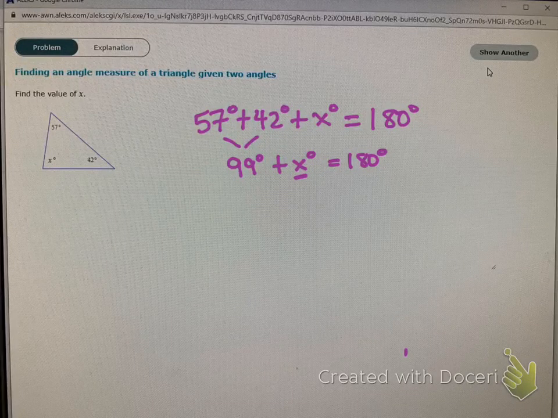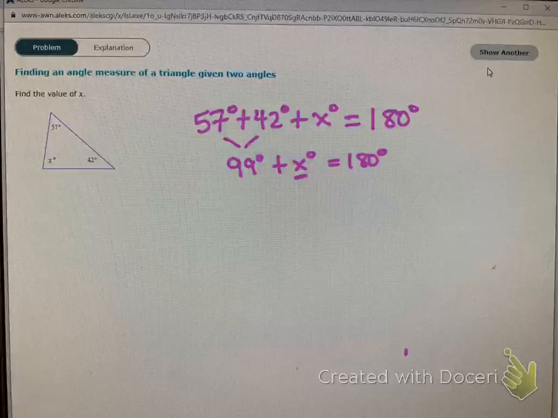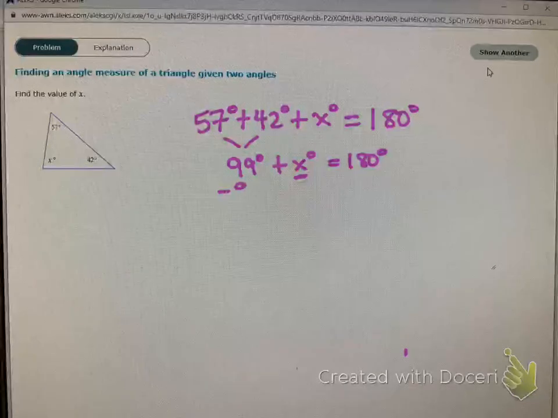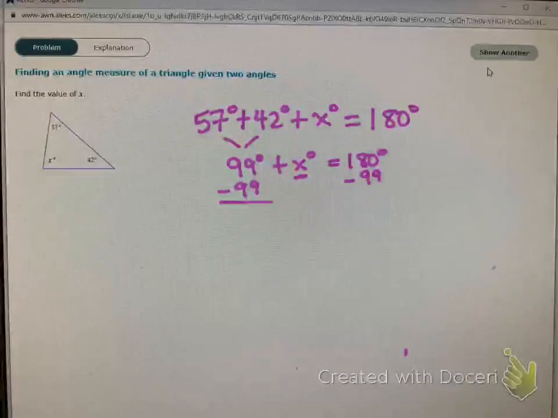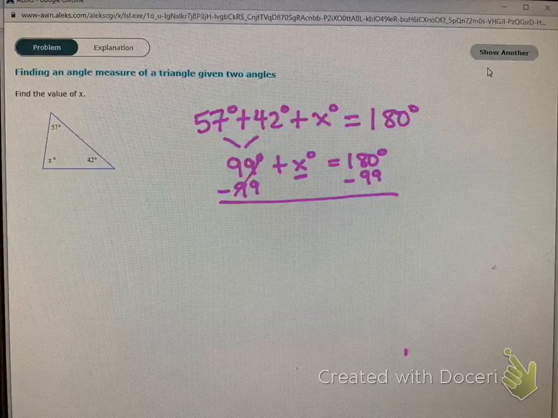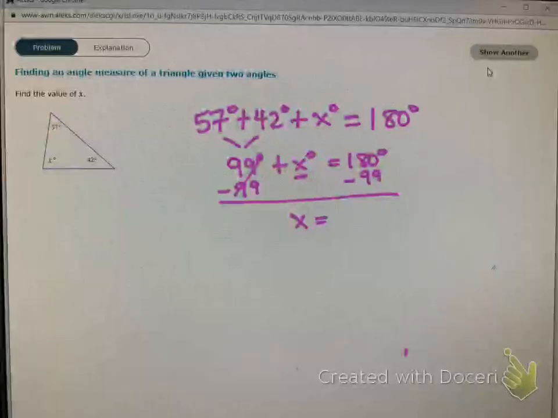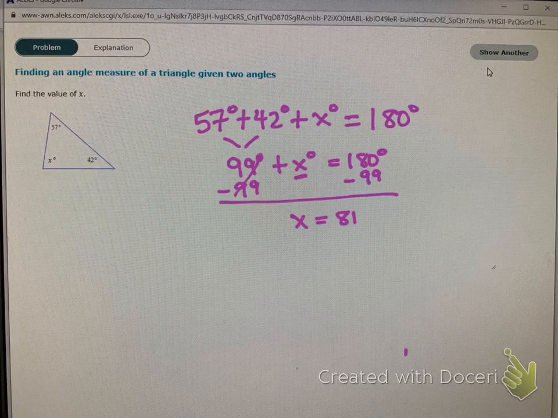So if we leave the x here, then we've got to move the 99. So it's a positive 99, and we're going to subtract 99. And so if I subtract 99 here, and I subtract 99 from the other side, then what that tells me is that x has to be 81 degrees. So that would be the missing angle.